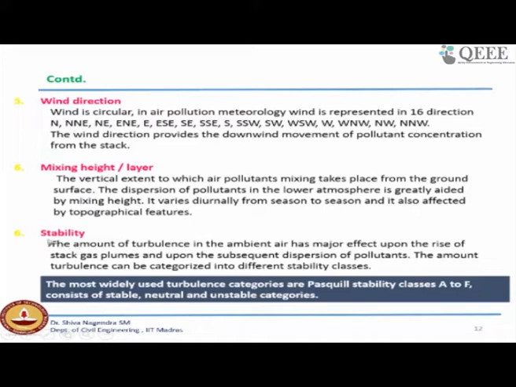The next important parameter which determines the air pollutant concentration in a given environment is the amount of turbulence. The amount of turbulence in the ambient air will indicate how good the dispersion is in that particular place. This amount of turbulence is categorized into different stability classes. The most widely used stability classes for determining the turbulence are the Pasquill stability classes A to F.